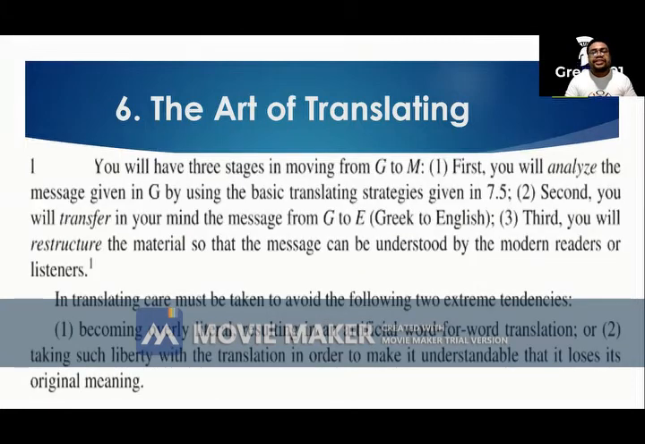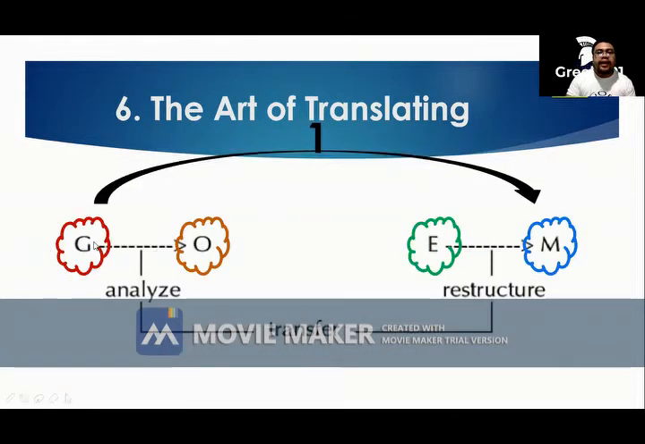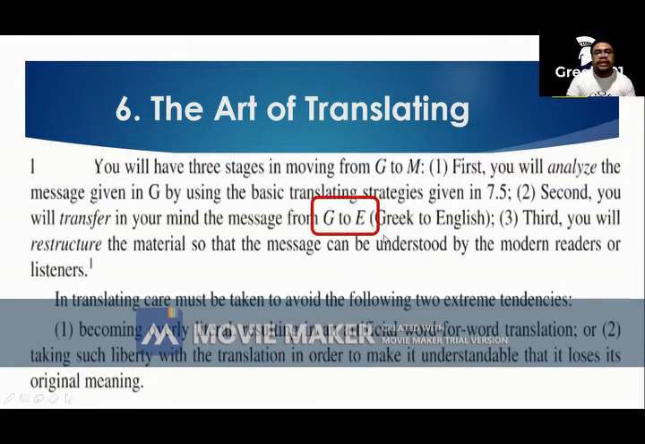So there are three stages in moving from this setup. First, G to M. We will analyze the message given in G by using the basic translating strategies, which we will see later. So that's G to M: you analyze the Greek text for the modern readers today. You translate it to modern readers today. And the second step is from G to E. You will transfer in your mind the message from Greek to English.